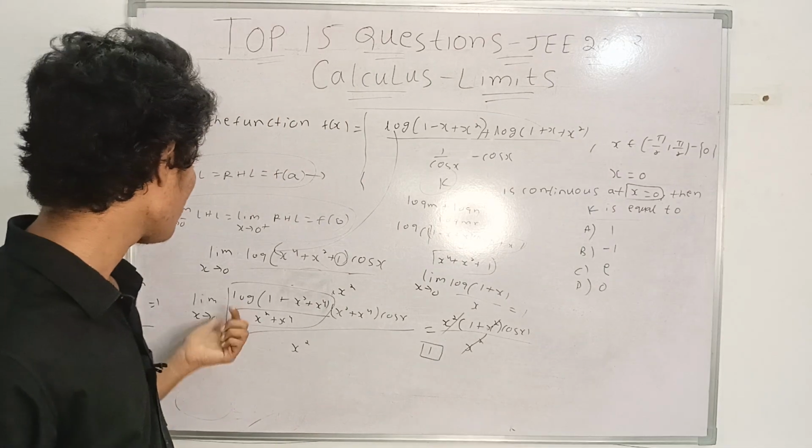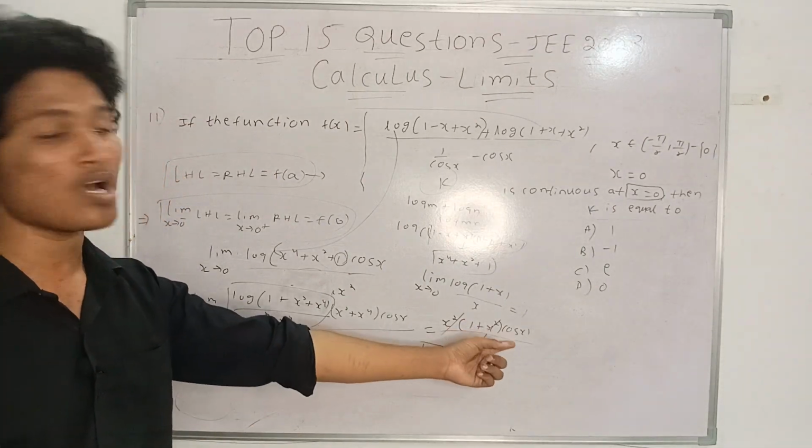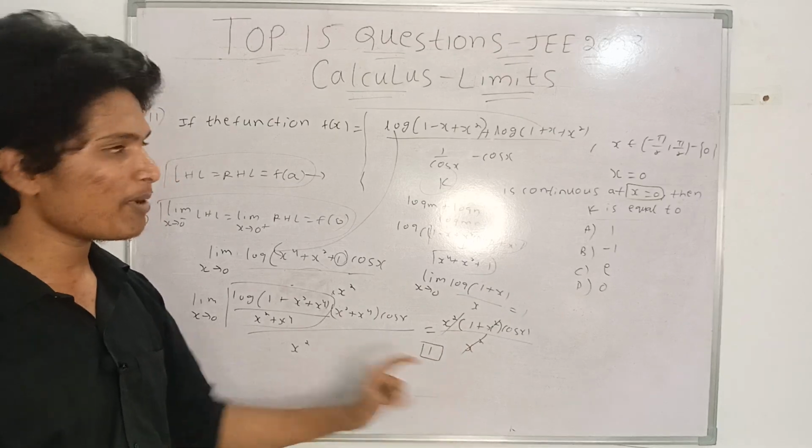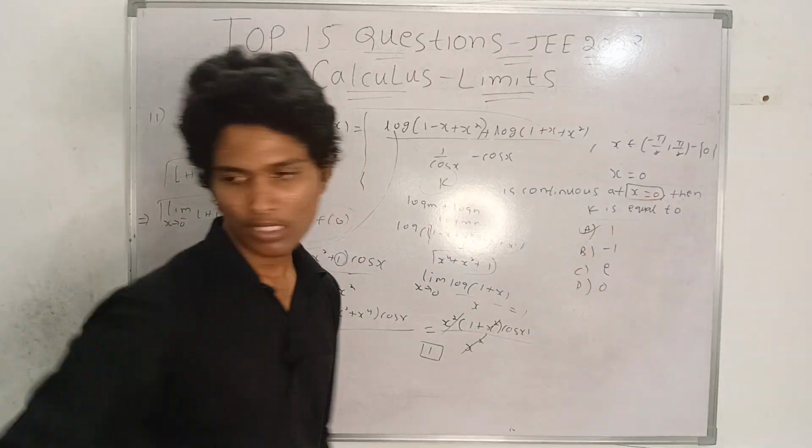Is it clear to you? When x tends to 0, 1 plus 0 into cos 0, it is 1. 1 into 1 is 1, and 1 divided by 1 is 1. So the answer is here. Like this you have to solve.